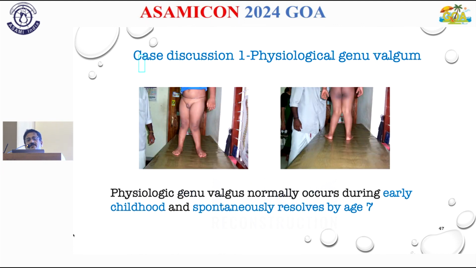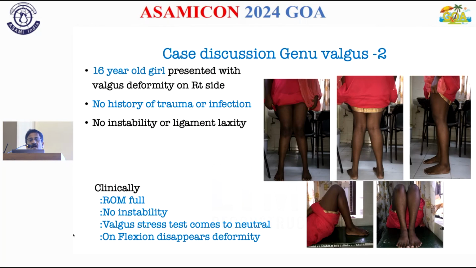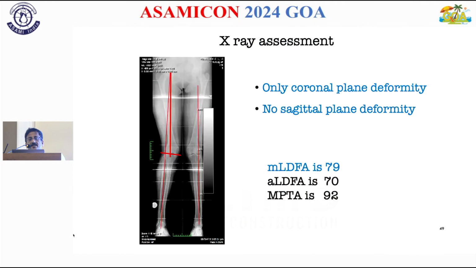So this is one case of genu valgum, physiological genu valgum, and usually this physiological genu valgum spontaneously resolves by the age of 7 years. And this is another case, a 16-year-old girl presented with a right-side valgus deformity, as you can see here, the clinical picture and the X-ray. And the mechanical axis planning was done, and the LDFA was 79, MPTA was 92 here.